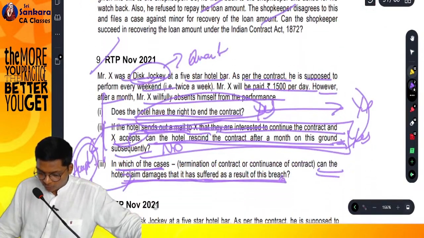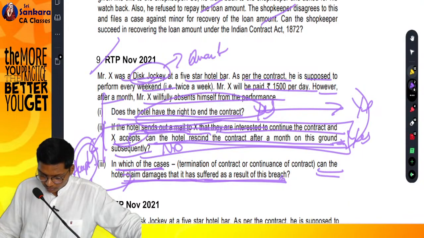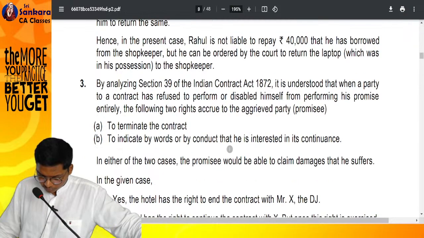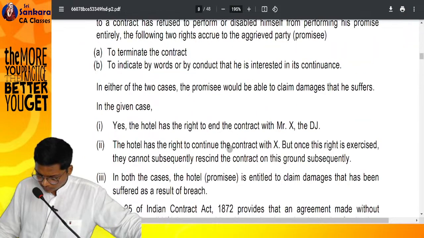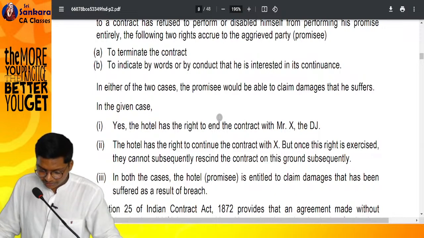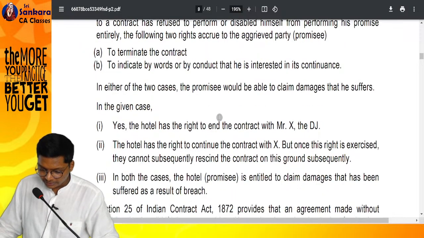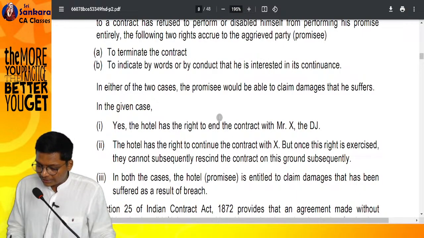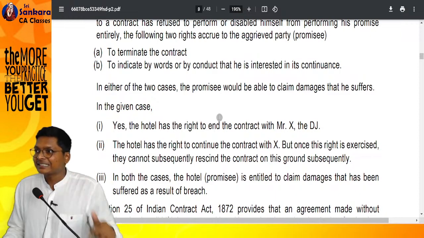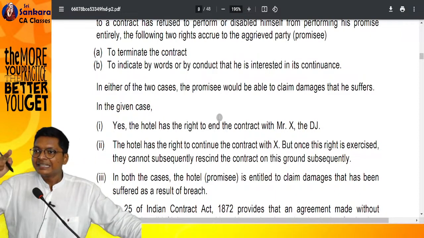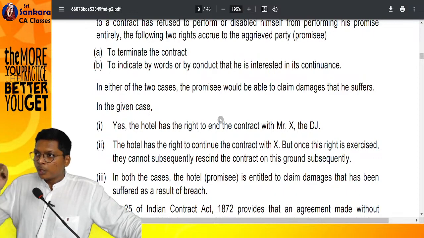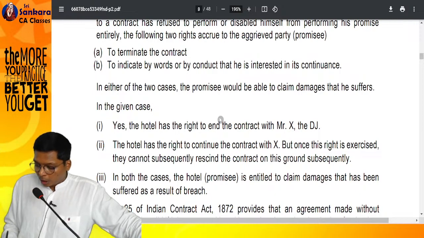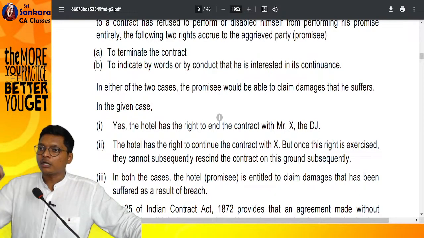Since both are the same, November 21 RTP, we just have that file open. See, look at this. Same question. Hotel 1, look at the answer. First we saw what? Hotel can end the contract. Second, hotel has the right to continue the contract, but if this right is exercised, they cannot subsequently cancel. You can claim damages in both the cases because you have a loss. After this, you are continuing the contract. Now you cannot cancel it.